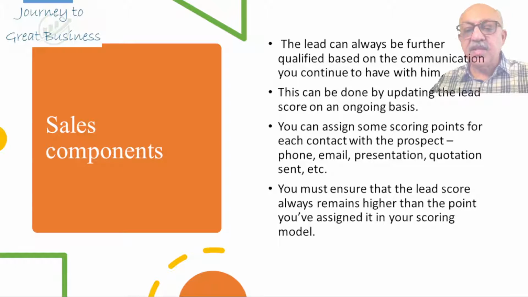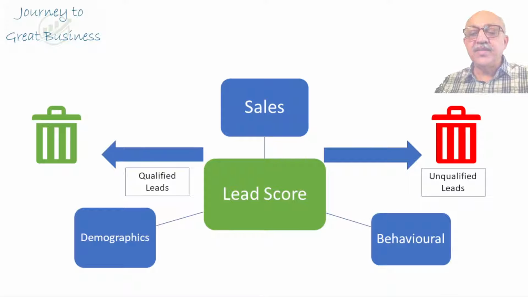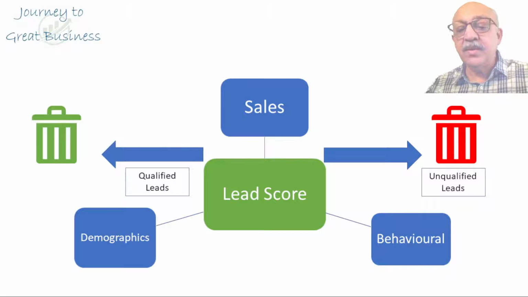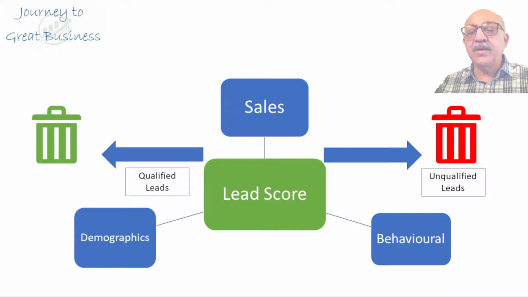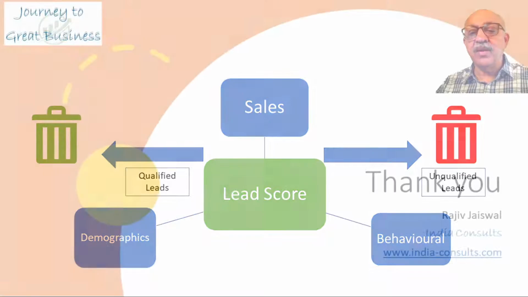So the sales process also helps you to understand what is the lead score and at what stage it is, to help you decide whether you should carry on with this particular lead, or you should not carry on with the lead. So basically, the lead score depends on three things. It depends on your sales, it depends on the client's behavior, the prospect's behavior, his demographics, and all of that put together. If it qualifies, it goes into the qualified bin. Otherwise, it goes into the unqualified bin.